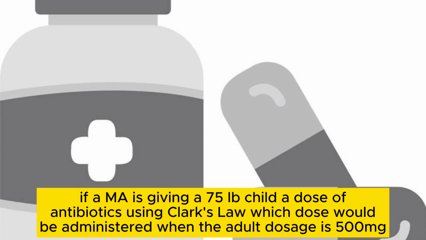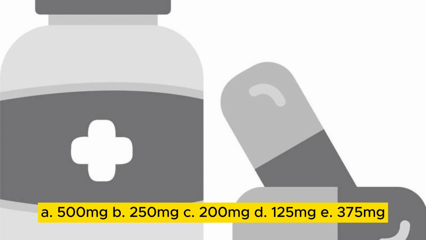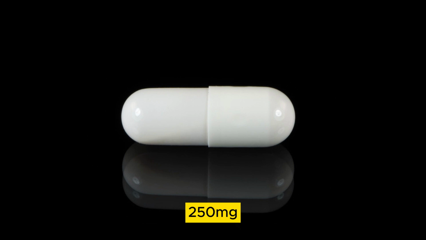If an MA is giving a 75-pound child a dose of antibiotics using Clark's rule, which dose would be administered when the adult dosage is 500 milligrams? A. 500 milligrams. B. 250 milligrams. C. 200 milligrams. D. 125 milligrams. E. 375 milligrams. 250 milligrams.